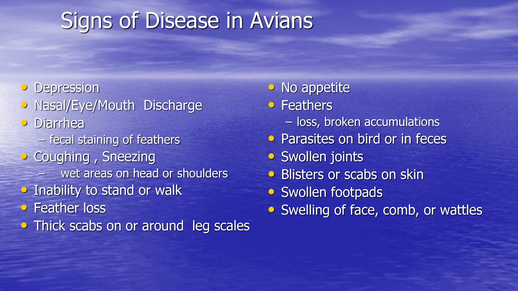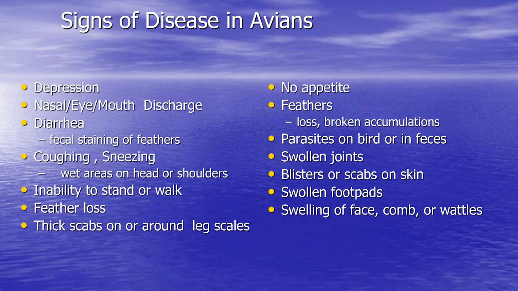Inability to stand or walk. Loss of feathers. Possibility of thick scabs on or around the leg scales or on unfeathered areas of the body. Of course, no appetite. That you can detect if you feel of the crop of the bird and by looking at the records. Look at the feathers. Do we have loss of feathers or broken feathers or accumulations on them?